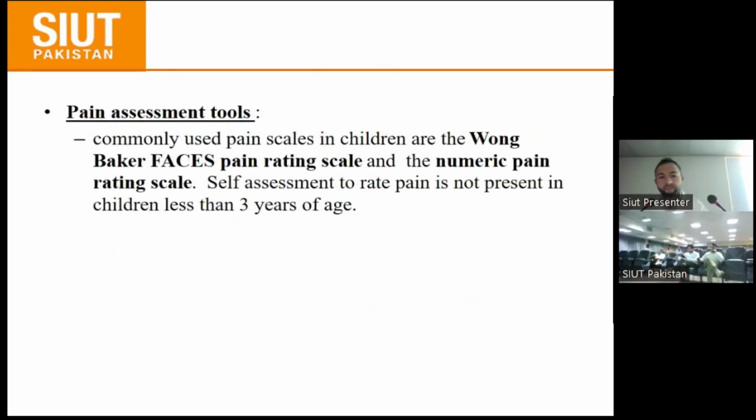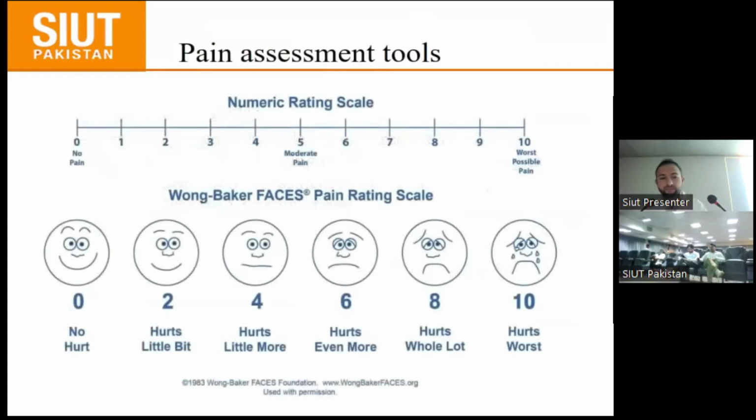In the PACU assessment tool, the commonly used pain assessment scales in children are the Wong-Baker FACES pain rating scale and the numeric pain rating scale. Self-assessment to rate pain is not present in children less than 3 years of age. In the numeric rating scale, we have numbers 0 to 10: 0 no pain, 5 moderate pain, and 10 worst pain. In the Wong-Baker pain scale, we assess the severity of pain through the faces of the patient. These are different types of faces from which we can get the severity of pain.